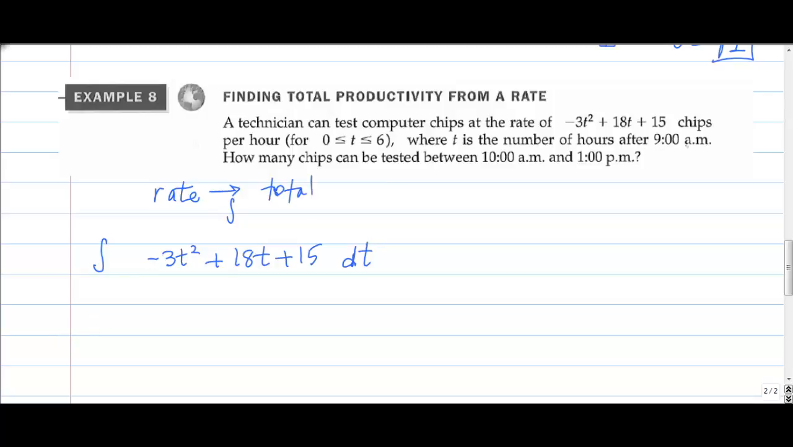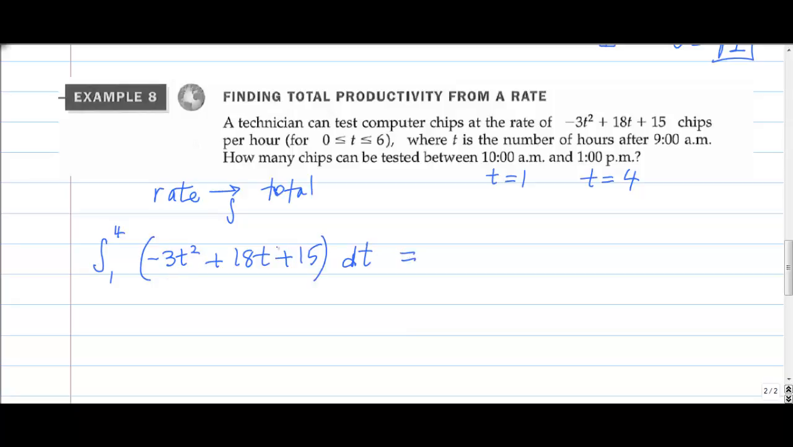Well, it says the number of hours after 9 a.m. So 10 a.m. means that's 1 hour after 9 a.m. 10, 11, 12, 1. So that's 4 hours after 9 a.m. So t goes from 1 to 4. Alright, and this is my function that I want to integrate.